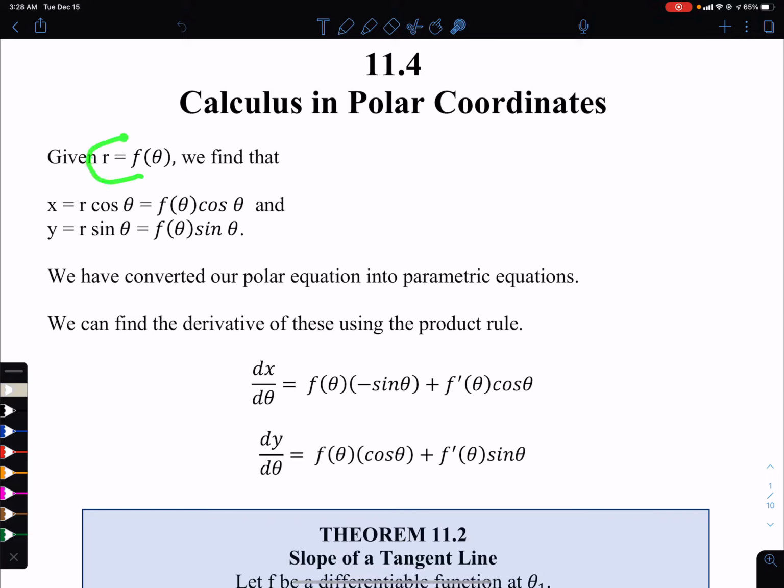If we have r as a function f of theta, then we have an equation for x. It's r cos theta, or f of theta cos theta. And y becomes r sine theta, which is f of theta sine theta. Now, basically, we've converted a polar to parametric. And so all the things we learned about parametrics would apply to this form after we convert polar into parametric.